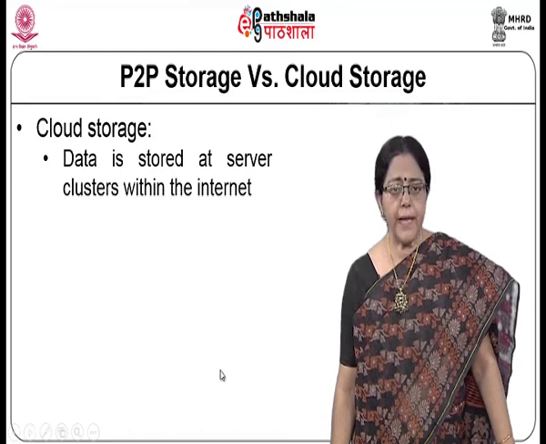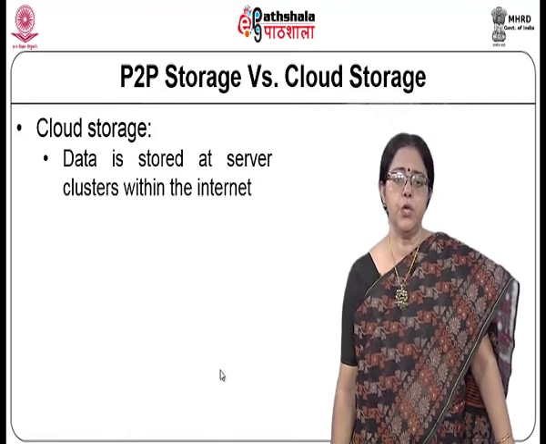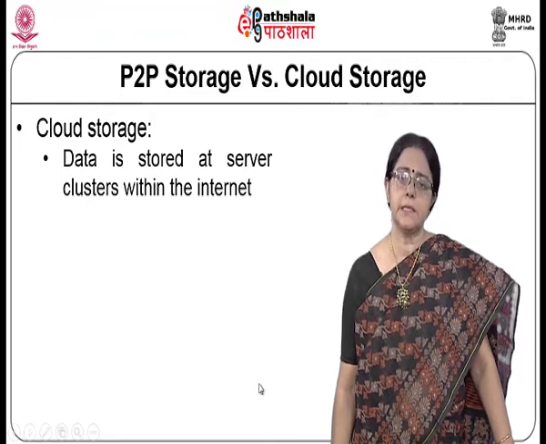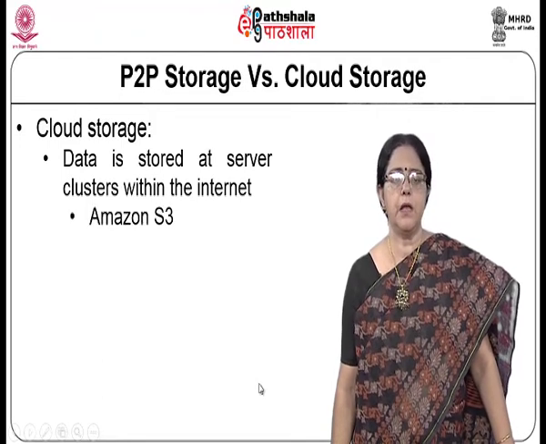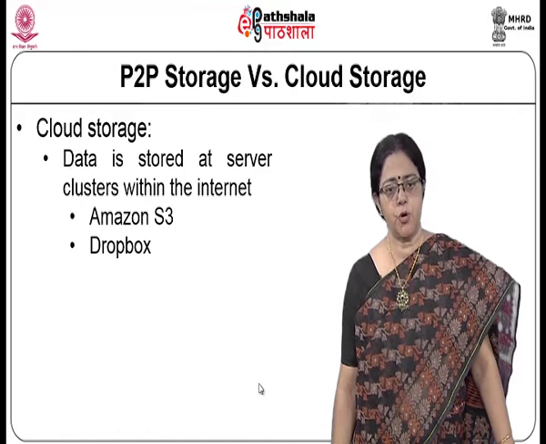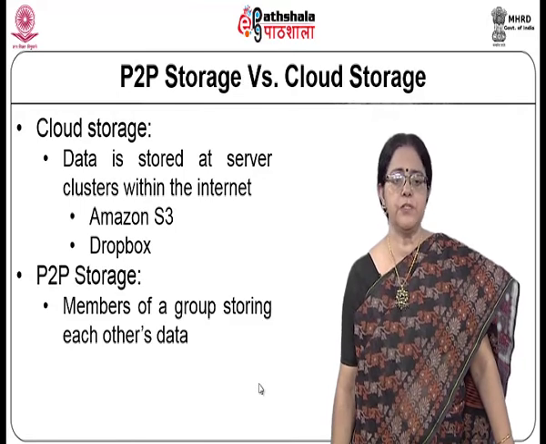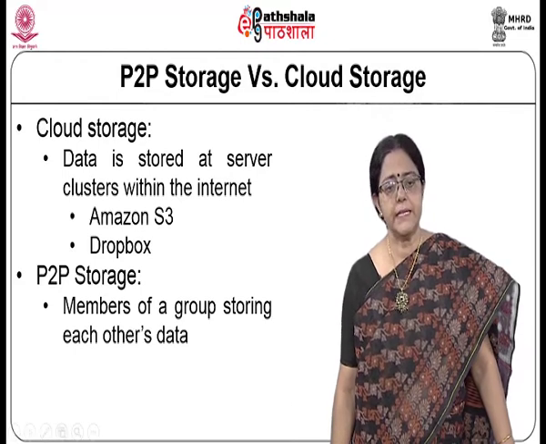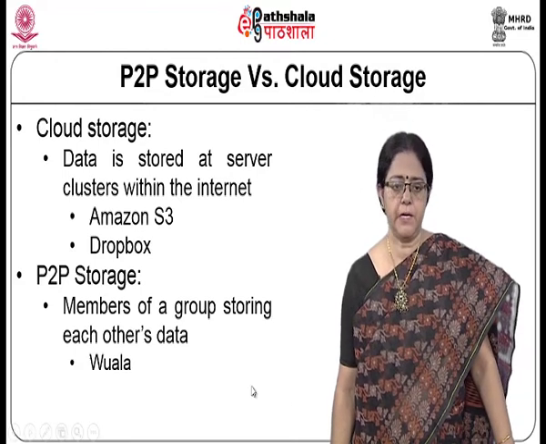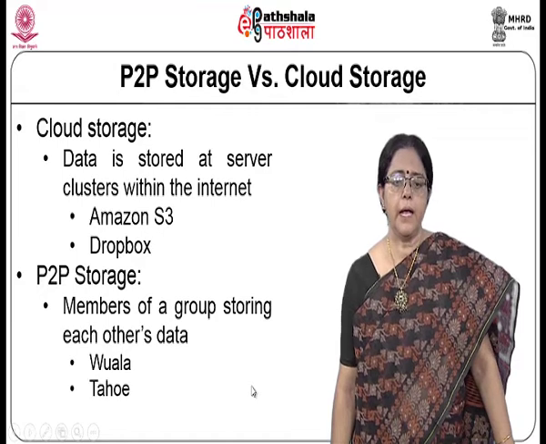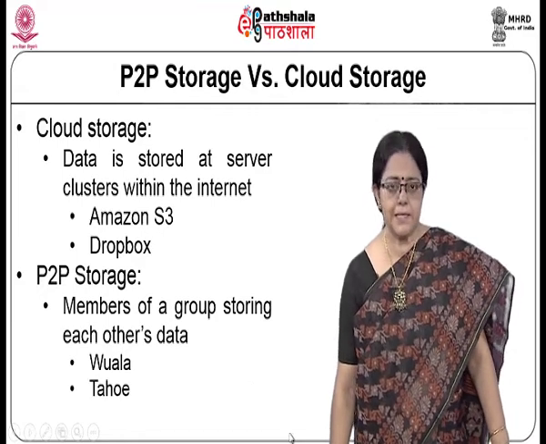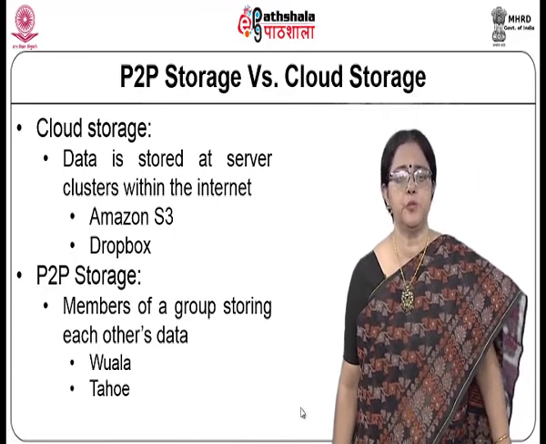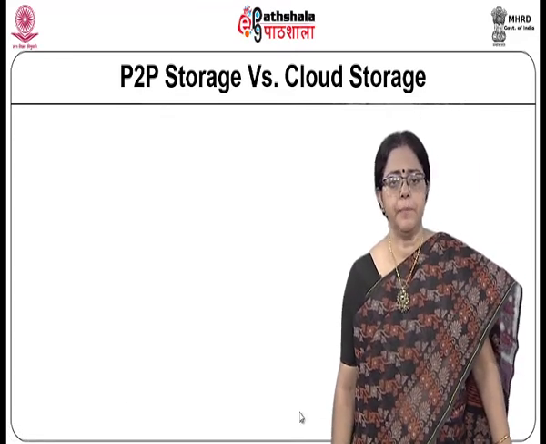So, if we compare a normal cloud storage, which is a centralized environment, data is stored in a server in a cloud storage, for example, Amazon S3 or Dropbox, and in P2P storage, data will be stored in any or all members that are part of the peer-to-peer network. Voila and Tahoe are typical examples, and there are many other recent P2P storages that have come up.